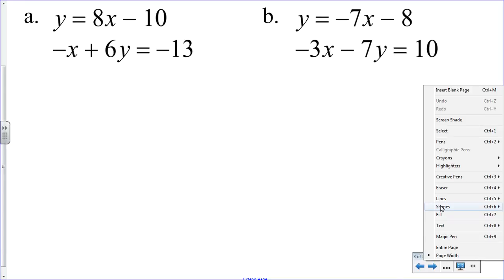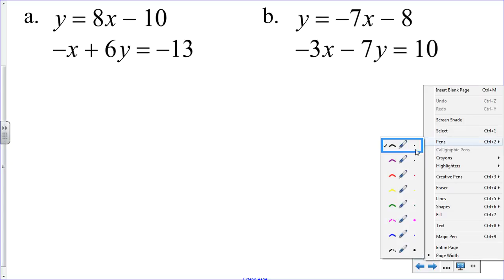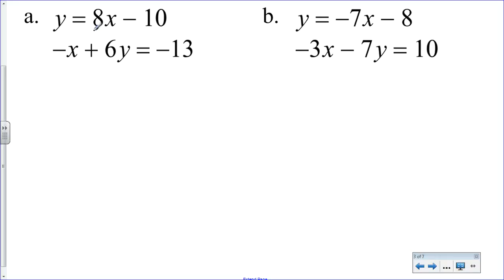We have y equals 8x minus 10 and negative x plus 6y equals negative 13. We're going to go ahead and use substitution for this. So if I know that y is equal to the 8x minus 10, I can replace the y in the second equation with that whole expression in the parentheses, the 8x minus 10. So we're going to go ahead and do that. We have negative x plus 6 times 8x minus 10 equals negative 13.